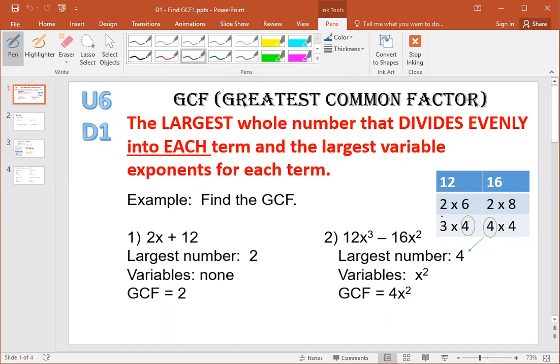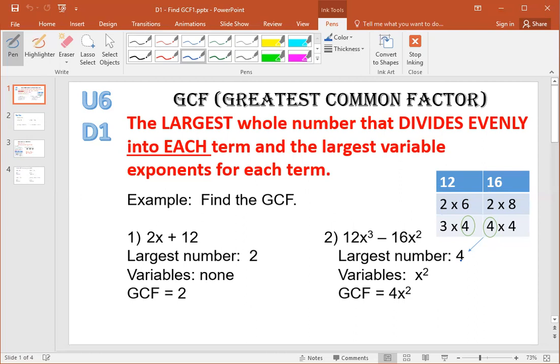12 can be made up of 2 times 6, 3 times 4. 16 can be made up of 2 times 8 and 4 times 4. So what's the largest number that they have in common in their factor table? As you can see, we've pointed out, it is the number 4. 12 can be divided by 4 evenly, and 16 can be divided by 4 evenly. So that is our greatest common factor for the numbers.